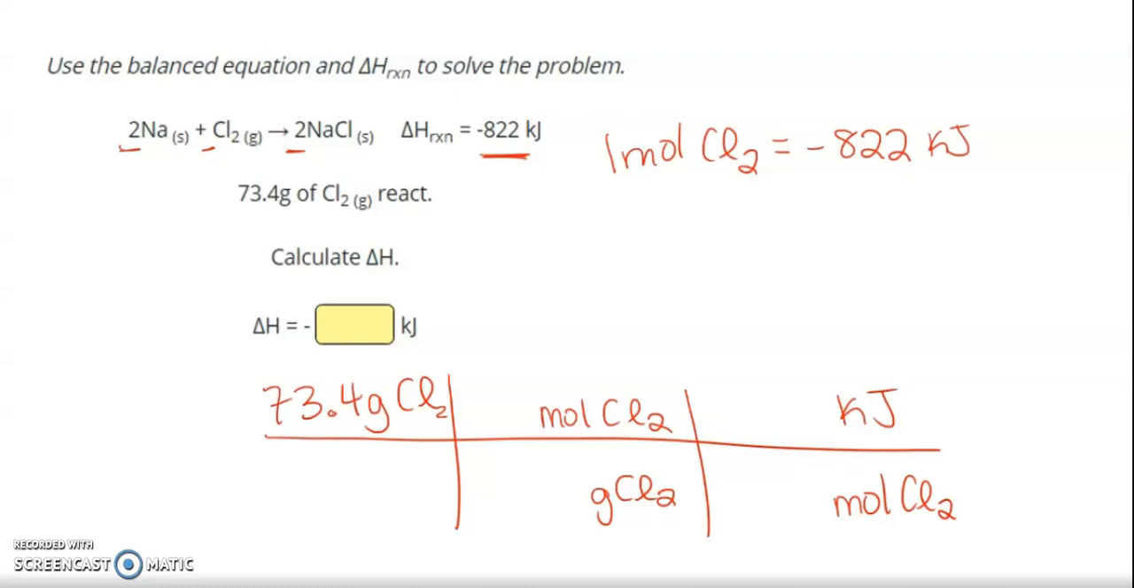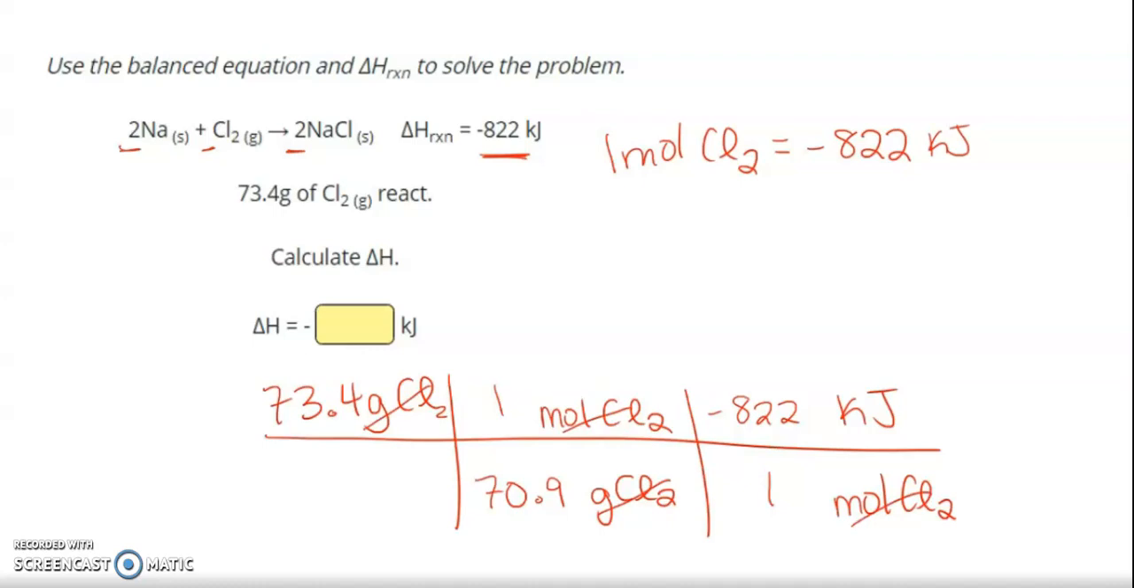For this middle column, moles and grams, 1 mole, and then the grams comes from the periodic table. There are 2 Cl's, so you have to do Cl plus Cl. And you get 70.9 grams for every 1 mole of Cl2. Last column, we have kilojoules and moles. 1 mole, negative 822 kilojoules, and we got that from the balanced equation. Cancel units on the top and the bottom.